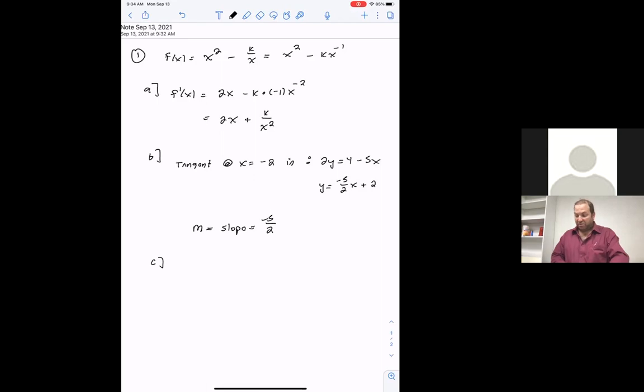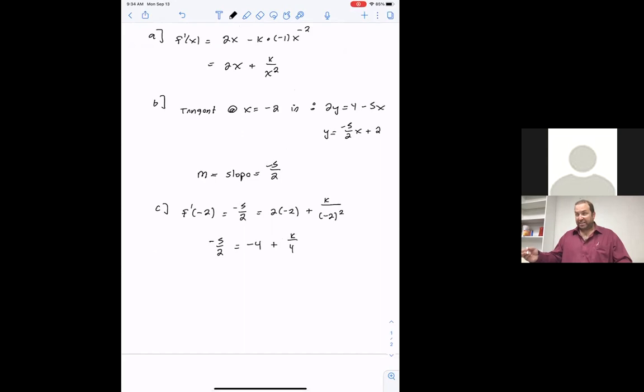Part C says find the value of k. Well, f prime of negative 2 is negative 5 over 2, because it's the tangent line. It's also 2 times negative 2 plus k over negative 2 squared, which is the formula for the derivative. So negative 5 over 2 equals negative 4 plus k over 4. Add 4, i.e. add 8 over 2, to both sides. I get 3 over 2 equals k over 4. Cross multiply, 12 equals 2k, divide by 2, and I get k is equal to 6. So that's question number 1.